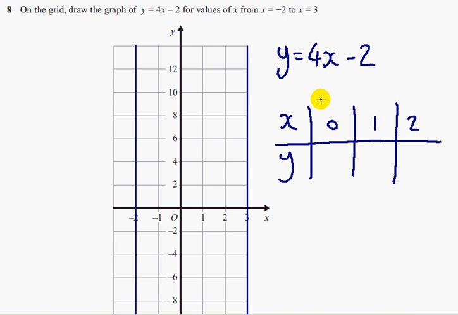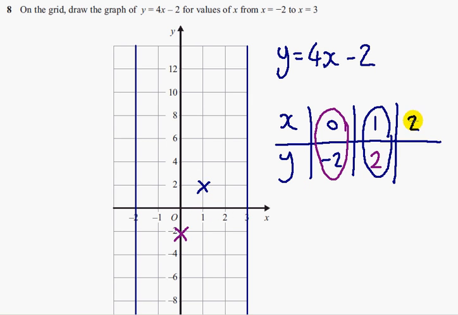So when x is 0, we substitute it into here to find what y is. So 4 times 0 is 0, minus 2. So when x is 0, y is minus 2. And that's our first coordinate, 0, minus 2, here. Now, when x is 1, 4 times 1 is 4, minus 2 is 2. So when x is 1, y is 2.